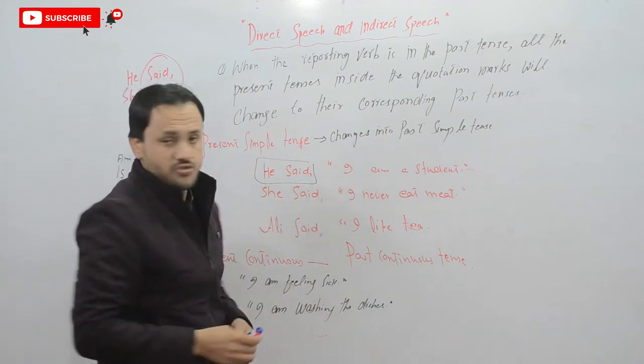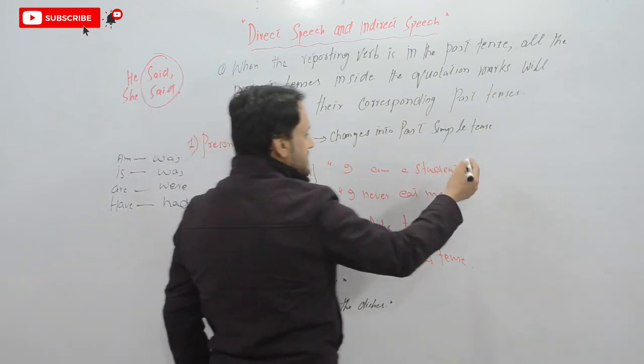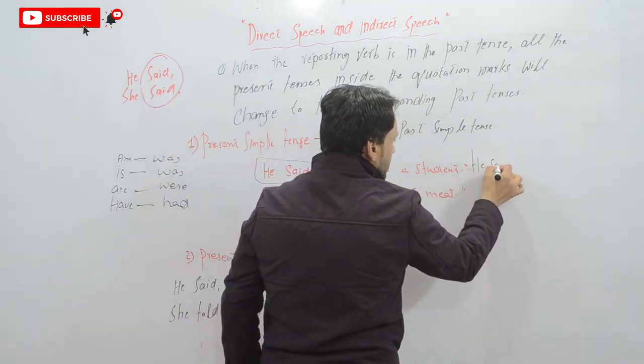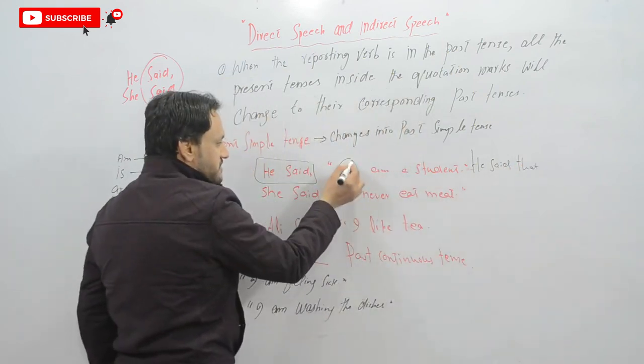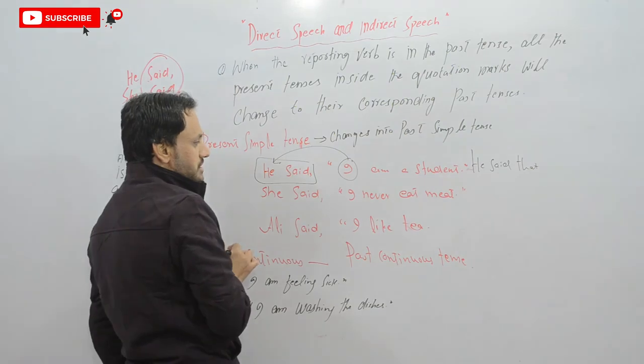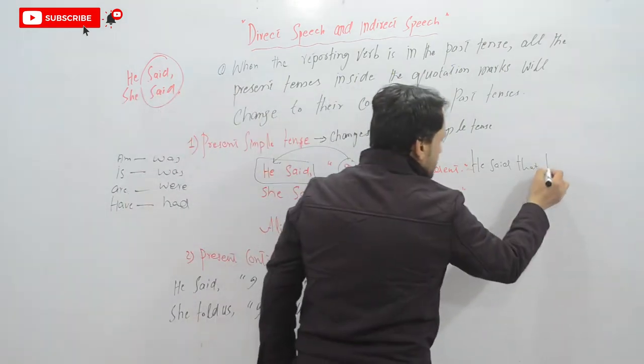He said, I am a student. So we can easily change it. He said that. This is a first person pronoun, and it changes according to the subject of the reporting speech. It becomes he. He said that he.